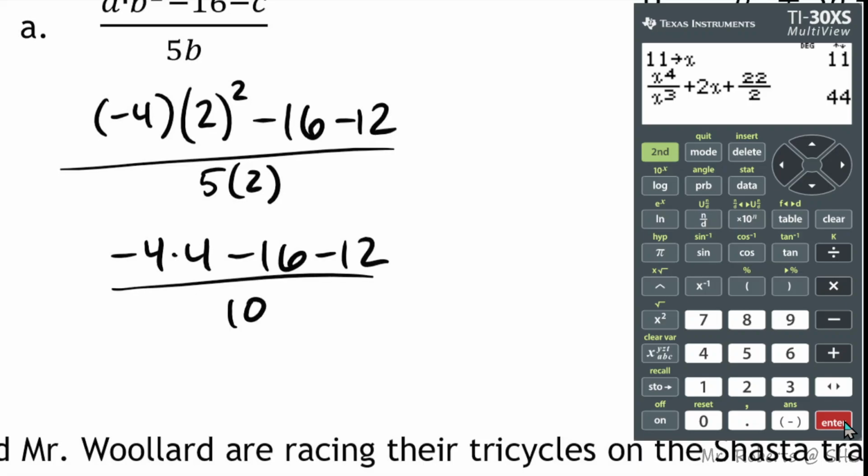So I'm looking at negative 16 minus 12. Let's try this here. Oh, I know, I didn't do this. Negative 16 minus 16 minus 12. That's my numerator. And then can I just hit a fraction key? Negative 44 over 10.